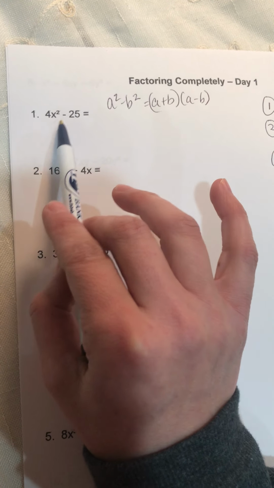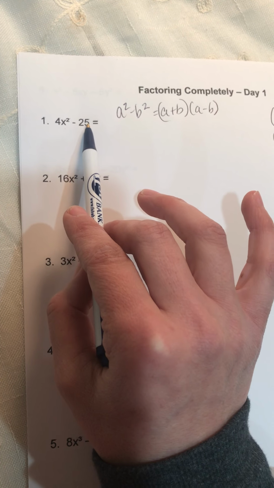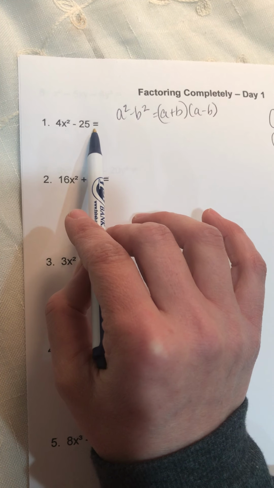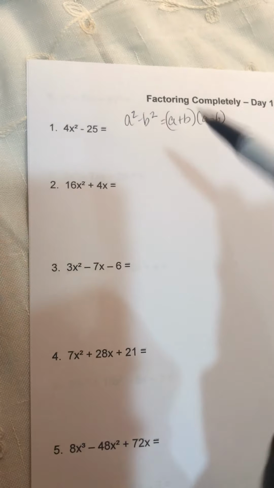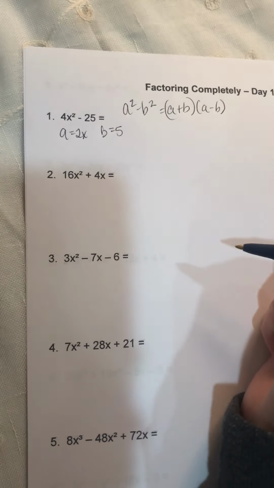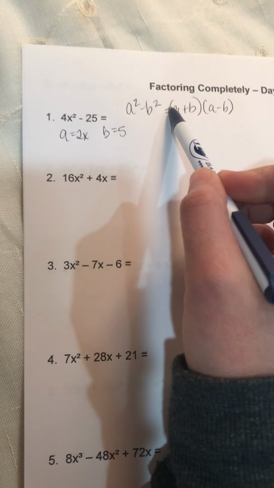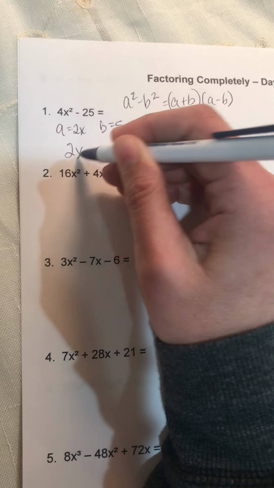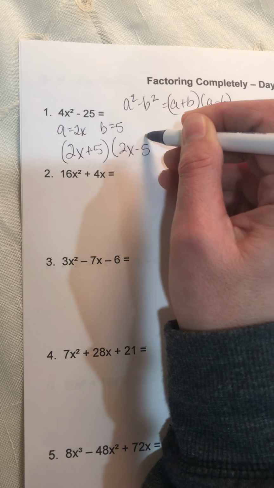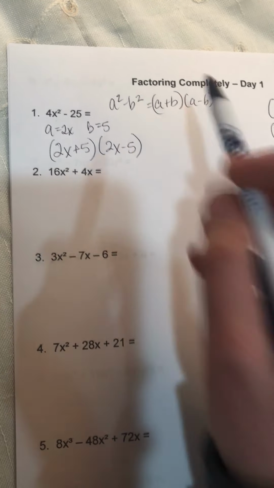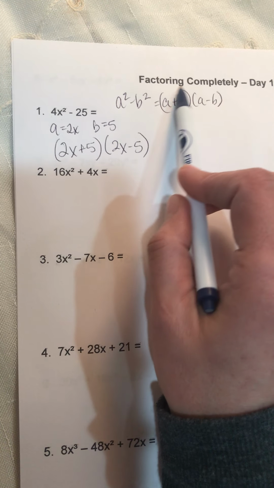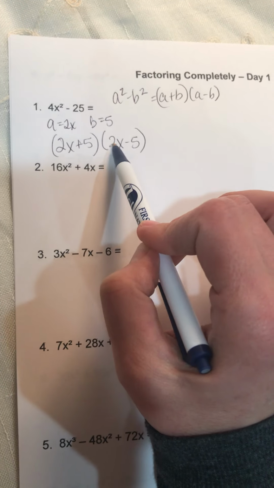So now I have to figure out, can I evenly take the square root of each term? Yes, I can, right? The square root of 4x squared is 2x and the square root of 25 is 5, right? So my a is equal to 2x and my b is equal to 5. So now filling in this formula, this is my factor. I would just write 2x plus 5 in parentheses and 2x minus 5 in parentheses. Okay, so all I did was find my a and find my b, and now I'm plugging it into this factoring equation. So I have a plus b, a minus b.